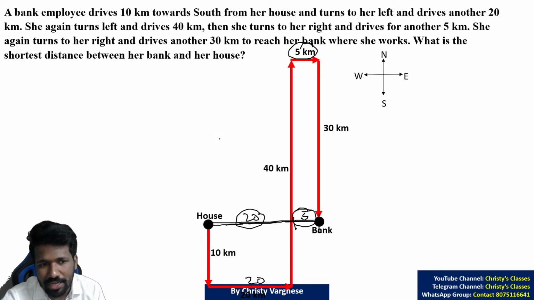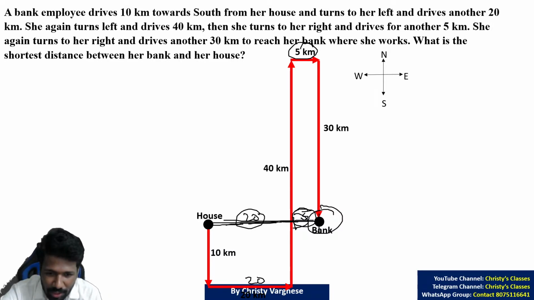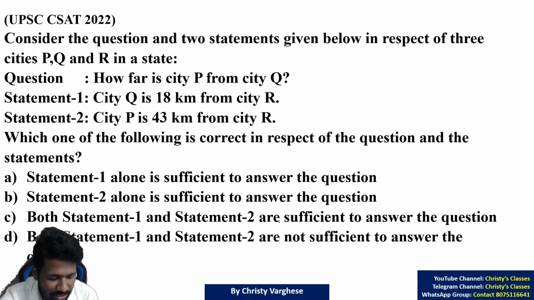But if the question is asking direction, what is the direction of her bank from her house? East direction. Now this is east direction from her house. If the question is asking what is the direction of house from her bank, that is west direction. That all are different ways the same question can be tweaked. So try this question. This is a little different from the previous question. In a data sufficiency model, this is asked. So try this question.